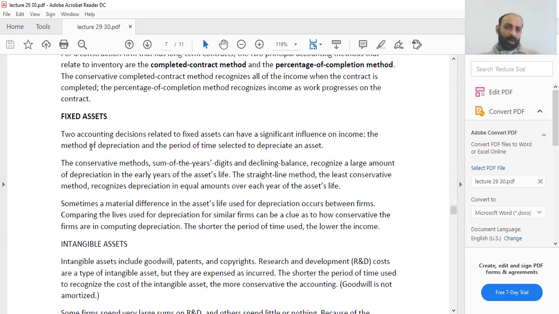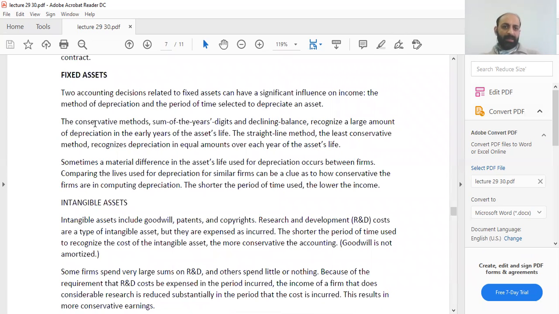Fixed assets. Two accounting decisions related to fixed assets can have a significant influence on income. The method of depreciation and the period of time selected to depreciate an asset. The conservative methods, sum of the year's digits and declining balance, recognize a large amount of depreciation in the early years of the asset's life. The straight line method, the least conservative method, recognizes depreciation in equal amounts over each year of the asset's life.